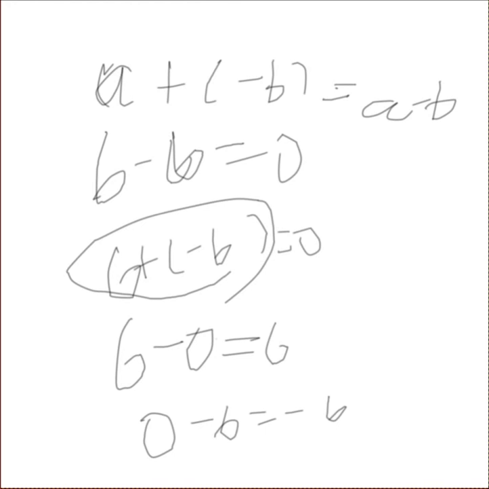Subtraction is not commutative. It's not associative. Like if I put 6 minus 0 and 0 minus 6, see, it's not commutative. These are not the same. 6 and -6 are not the same. They are additive inverses. So subtraction is not commutative. It's not associative. Nothing like that.